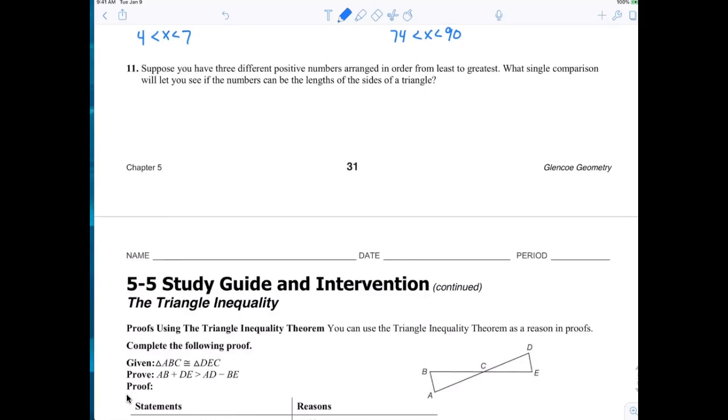So again, suppose you have 3 different positive numbers arranged in order from least to greatest. What single comparison will let you see if the numbers can form a triangle? If the sum of the two smallest is greater than the largest. That's the easiest way to describe that. If the sum of the two smaller sides is greater than the third side. That's what you could write down.